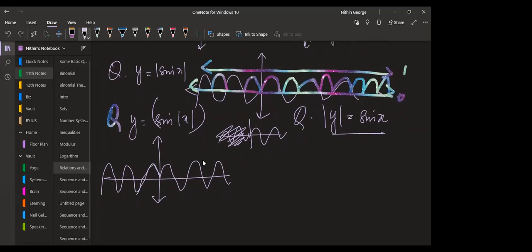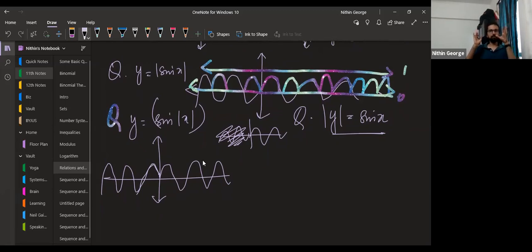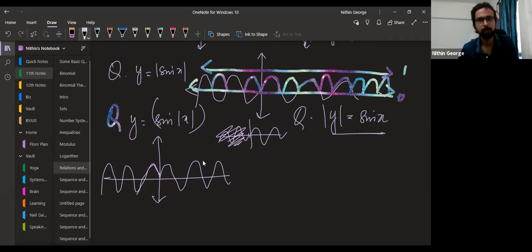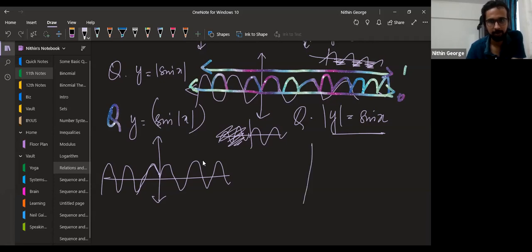Look at the equation. Mod of y equal to sin x. If sin x is 0, it's fine. Mod y equal to 0 can work. Now, if sin x is positive, mod y equal to sin x should work. If sin x is negative, can mod y be equal to sin x where sin x is negative? No, sir. Not possible, right? So, from the graph of sin x, I'm just drawing it at the end, we ignore all the parts where it's negative. Got it? That's step number 1. We ignore parts where it is negative.